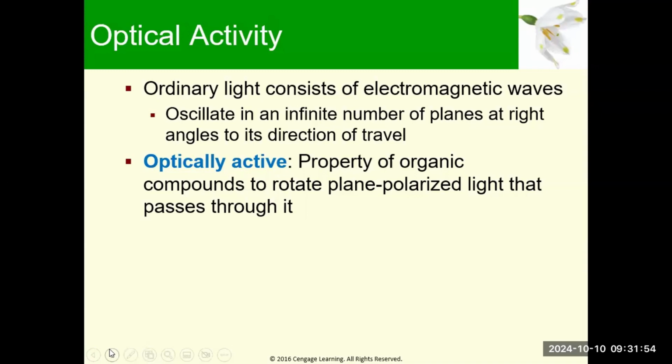So ordinary light consists of electromagnetic waves, all right? They oscillate in a wave function in an infinite number of planes at right angles to its direction of travel. So optical activity is the property of organic compounds to rotate plane polarized light that passes through them, all right? So optically active means that the organic compound can rotate the plane polarized light as it passes through.